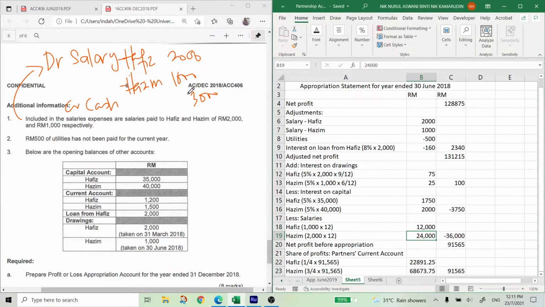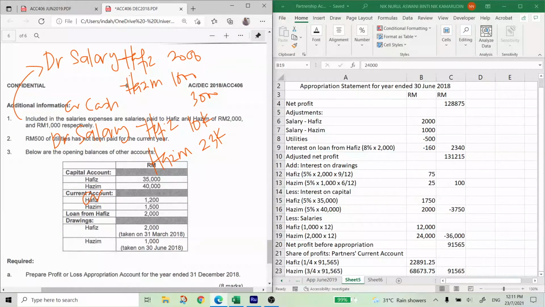However, the treatment of accrued salary to the partners is not the same as accrued salary to the employees, where we record the item as accrued salaries. For the partners, we are going to record the balance of salary. Hafiz, the amount not yet received is 10,000. Hazim is 23,000. Instead of creating an accrued salary account, we are going to credit the current account of Hafiz and Hazim, a total of 33,000. We're going to include this amount in their respective accounts.